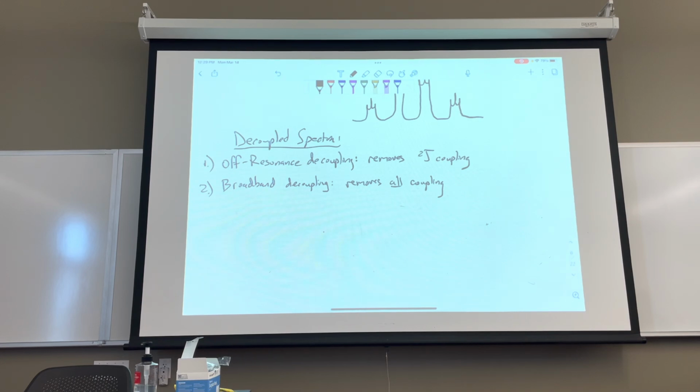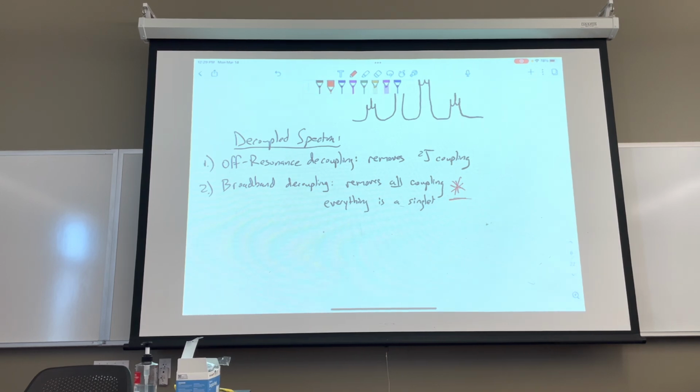As a result, everything appears as a singlet. Every unique carbon peak in the molecule is simply a singlet peak. And by far, if you look at any carbon-13 spectra out in the real world or published data or whatever, broadband decoupling is, I would say, the way that 90% of all C-13 spectra are done.